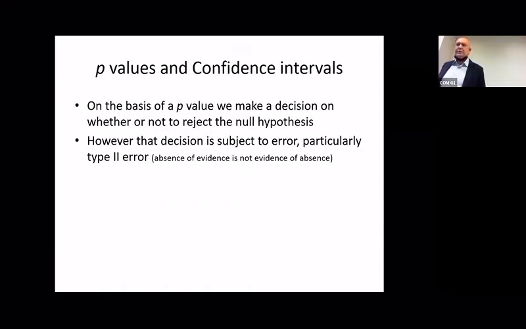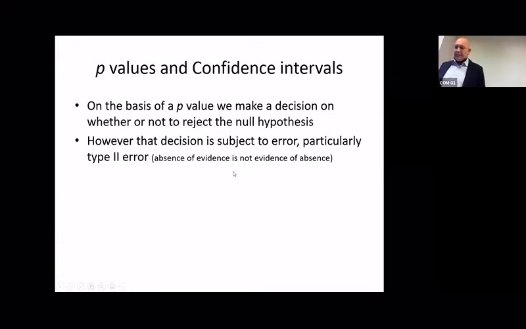Okay, I haven't talked about type 1 and type 2 error. Type 1 error is when you reject the null hypothesis when the null hypothesis is actually true, okay? And type 2 error is the kind of opposite of that. It's where you do not reject the null hypothesis, but the null hypothesis is false, okay? So type 2 error, and this is where the absence of evidence is actually not evidence of absence.